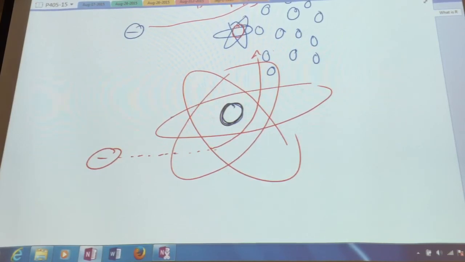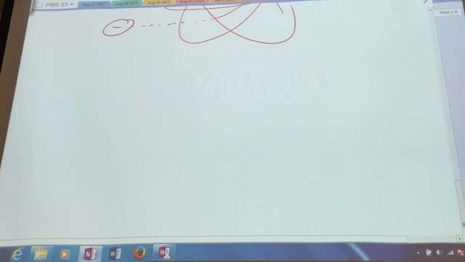The important thing, you don't care about all of that. What you care about is that its path has been changed. And that's how we produce photons.